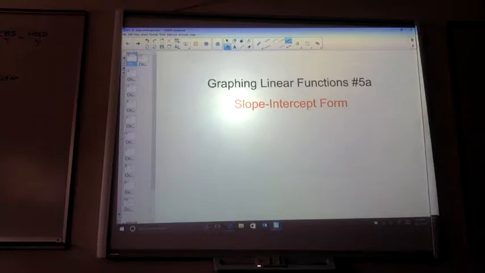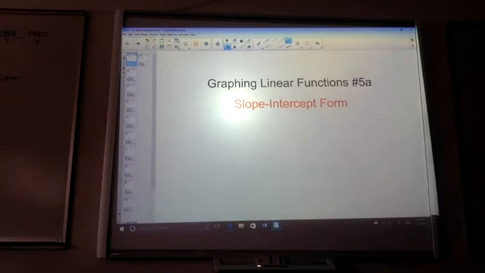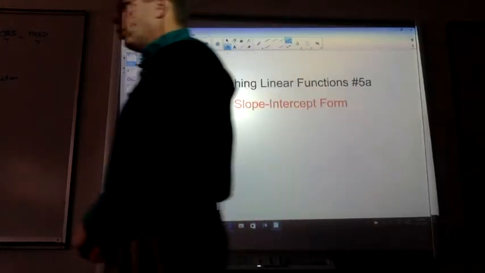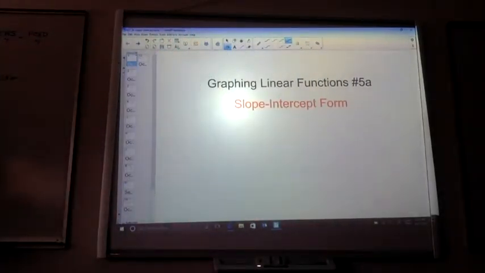So last week we looked at standard form, which was where you had your x and y on one side, it's equal to a number. And we used the cover method, which found where it crossed the x-axis or the y-axis. We talked about increasing and decreasing slopes. So now we're going to get into something called slope-intercept form.